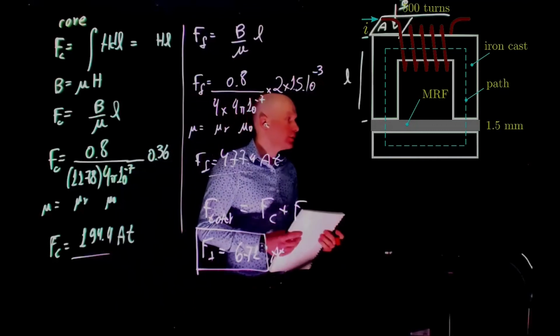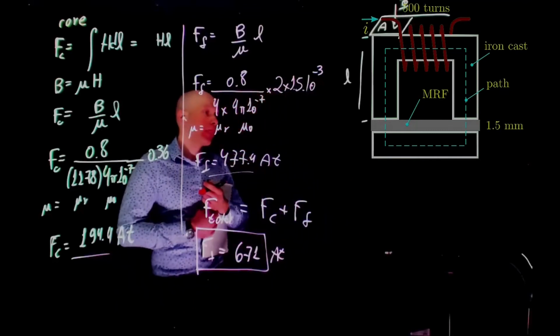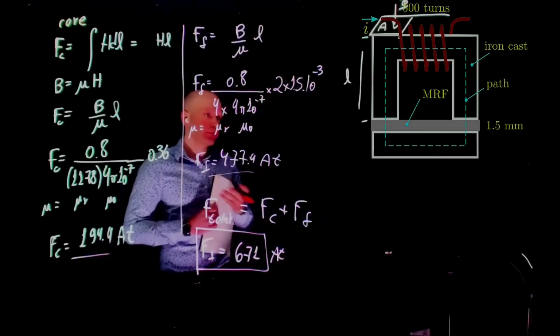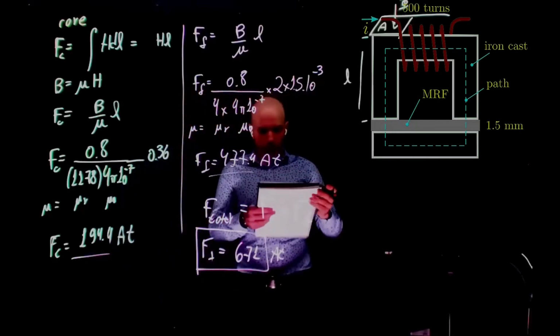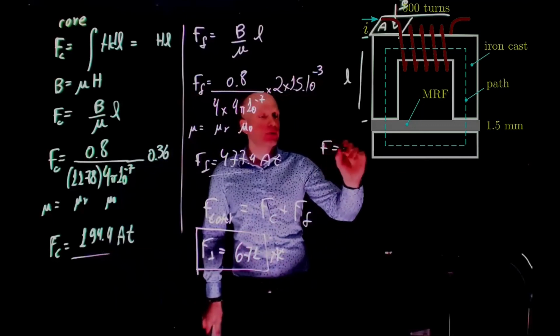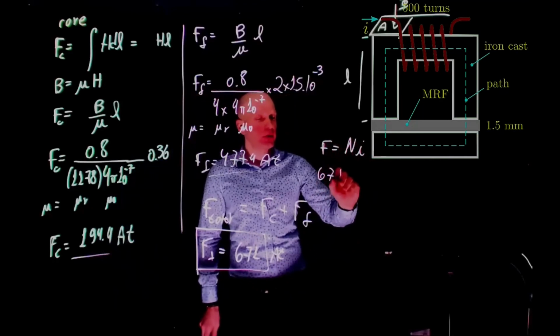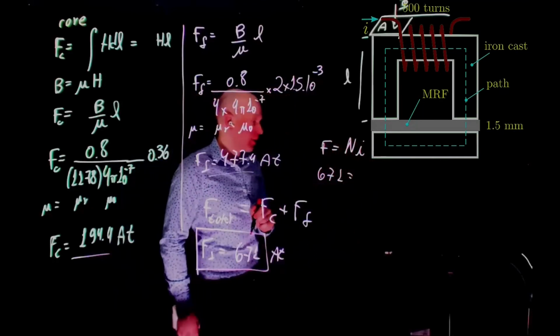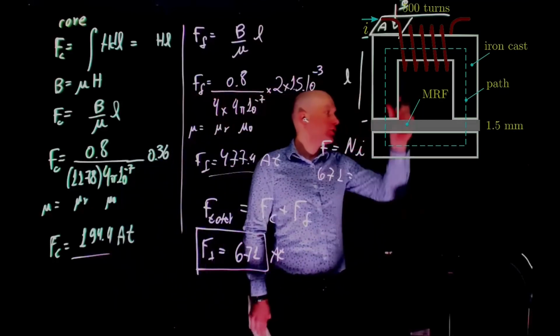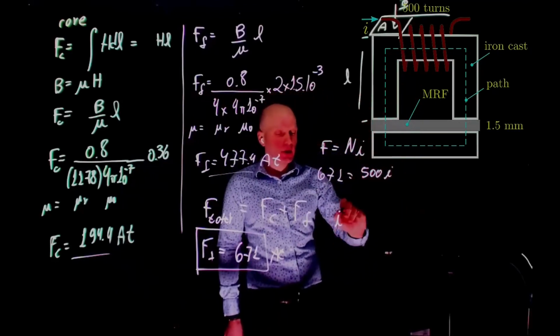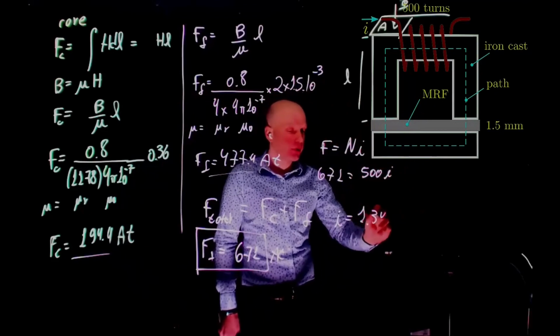What is the current? How do you find the current now? Any ideas? Well, we know that F equals Ni. F is given here, 671. How many turns do we have? 500 is given there, 500 turns times I. This gives a current of 1.34 amps.